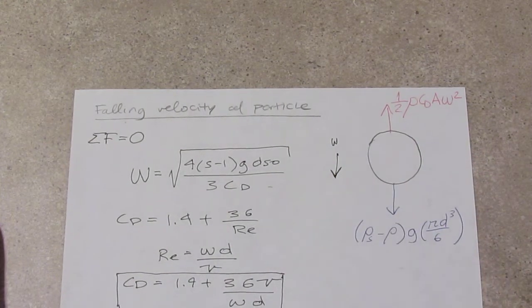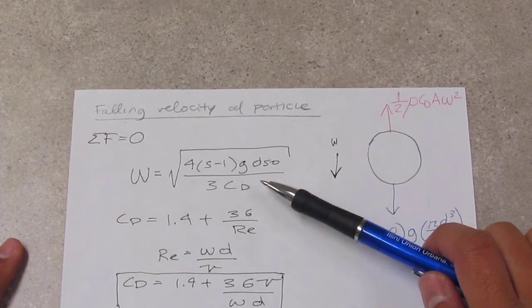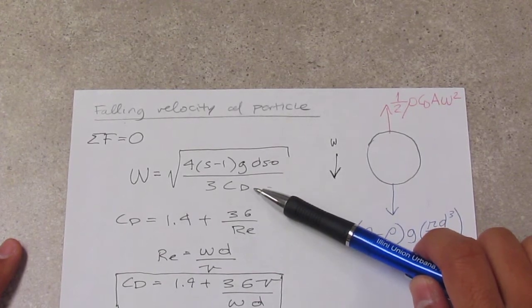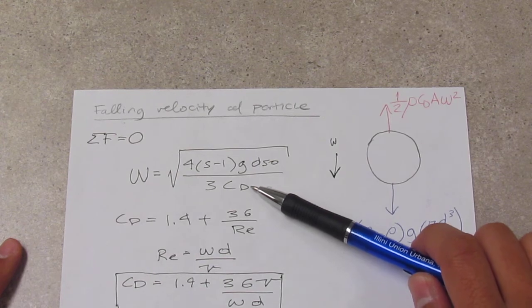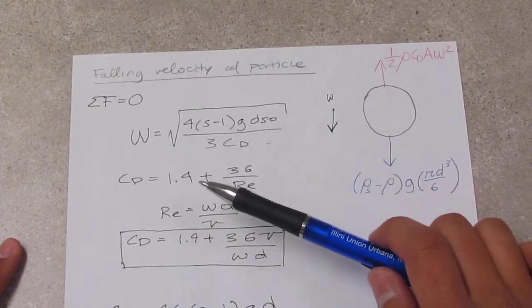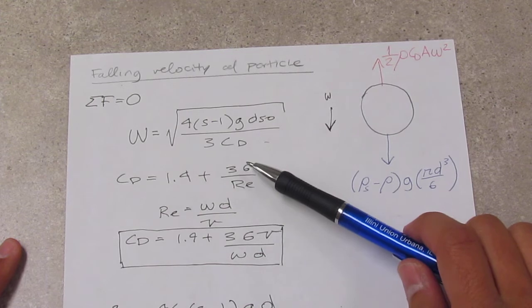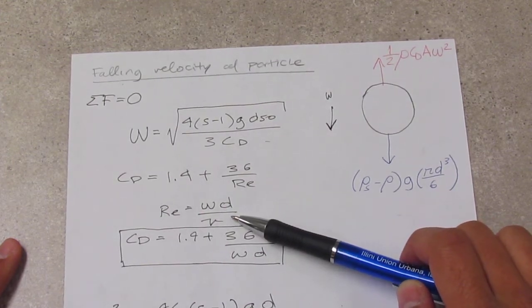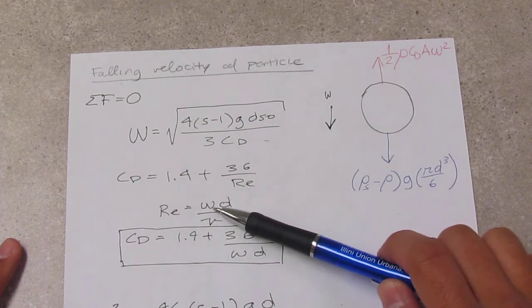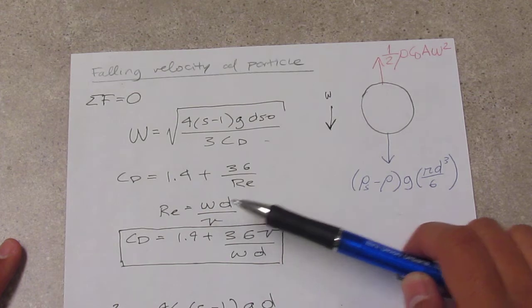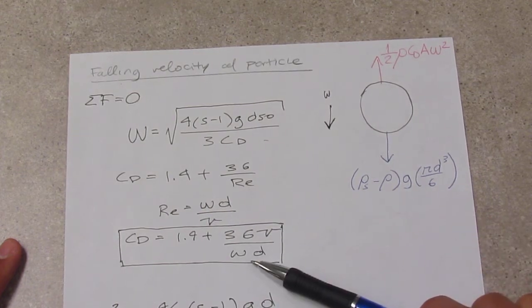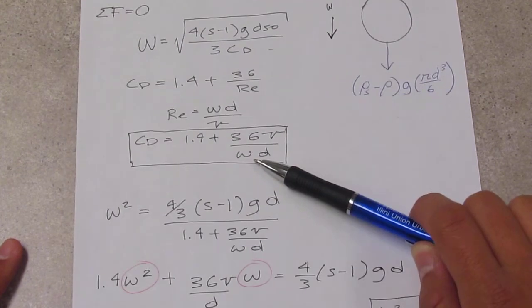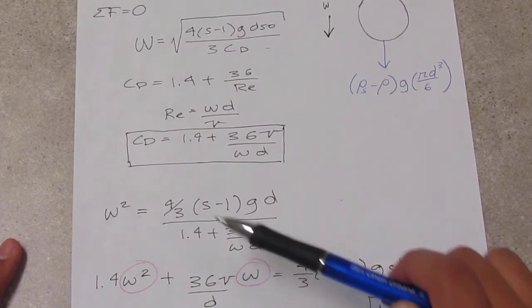Now, this would make complete sense and would be easy for all of us if the drag coefficient were constant, but rather it is not. Experiments have shown that the drag coefficient is 1.4 plus 36 over the Reynolds number, and the Reynolds number is dependent on the falling velocity of the particle. So we now have the falling velocity of the particle on both sides of the equation.